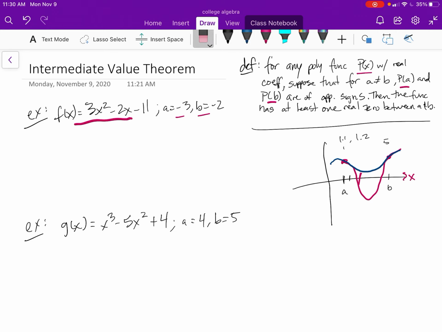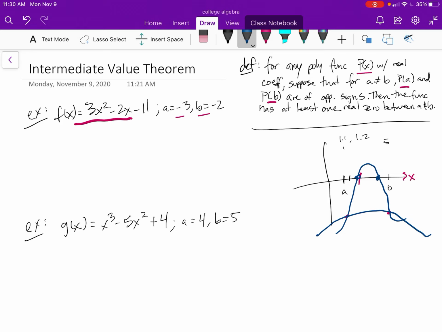The same would be true if they were both negative. I just put them in the positive. But if you get the same sign and they're both negative, maybe it crosses, right? Maybe there's a zero. Maybe there's more than one zero. But maybe there's nothing as well. We don't know. So we could only say for certain with the intermediate value theorem if we do in fact get opposite signs. All right, so let's take a look at these examples.